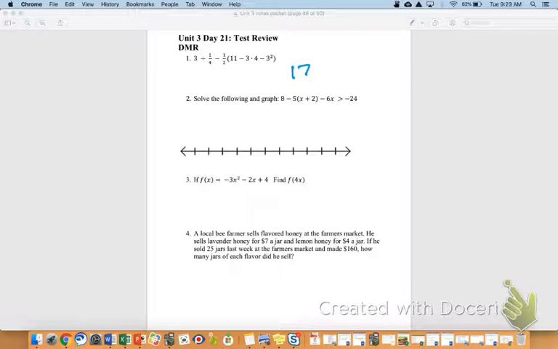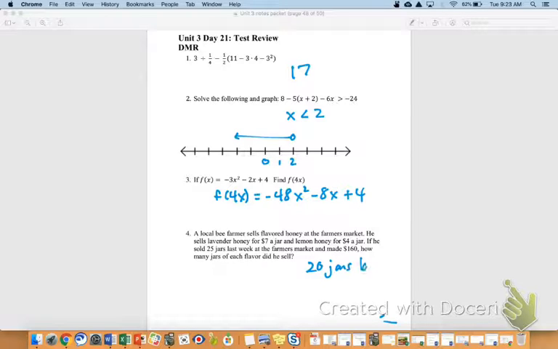Number 2, the answer was x is less than 2. So the graph would look like this. This one, f of 4x, was negative 48x squared minus 8x plus 4, if I remember correctly. And then for the bee farmer, it was 20 jars of lavender, 5 jars of lemon. I think that's right.